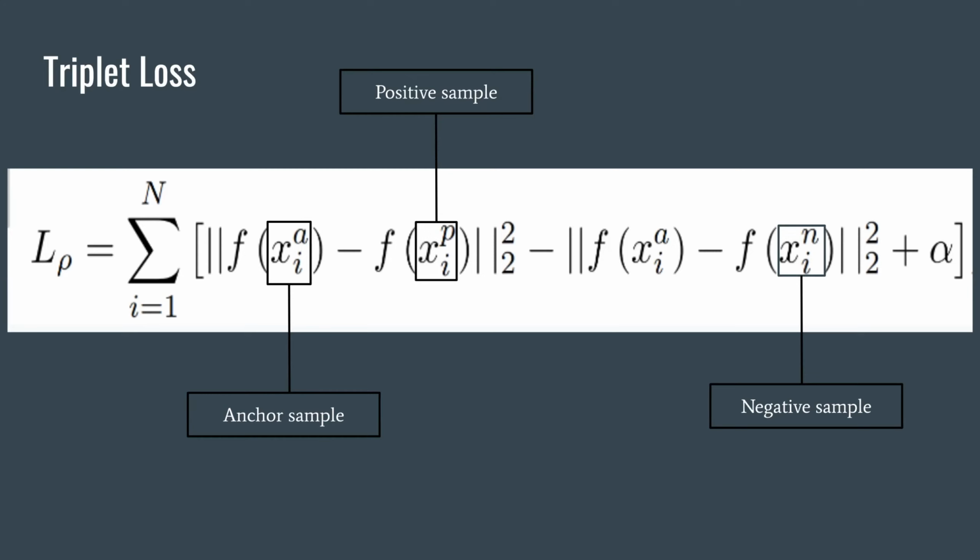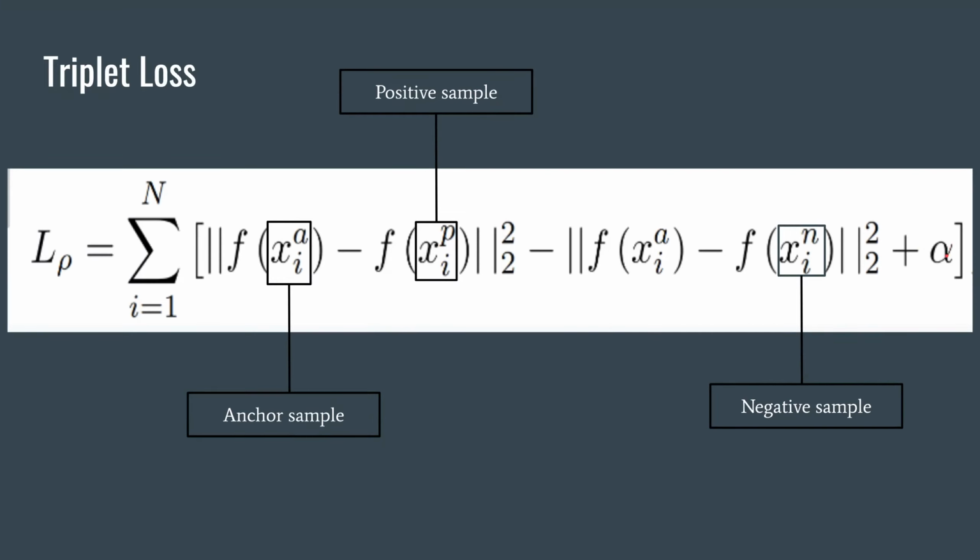This is done by taking the L2 norm of the difference between the embedding of the anchor sample and the embedding of the positive sample, and then also taking the L2 norm of the difference between the embedding of the anchor and the embedding of the negative sample, and then subtracting the two and adding in a margin.